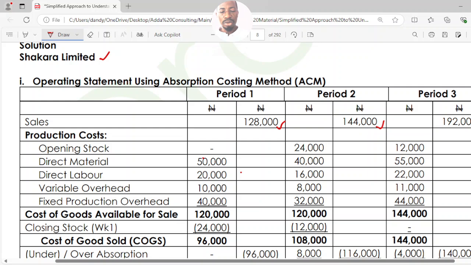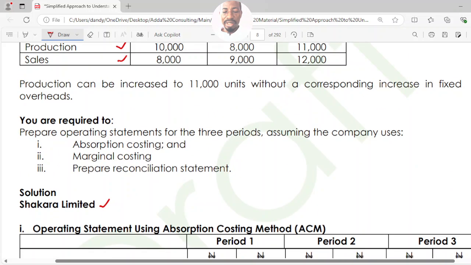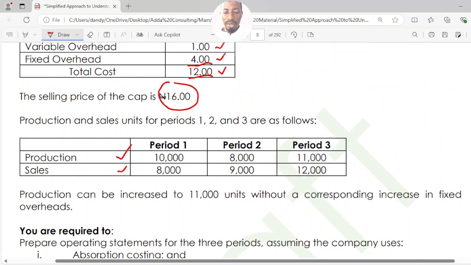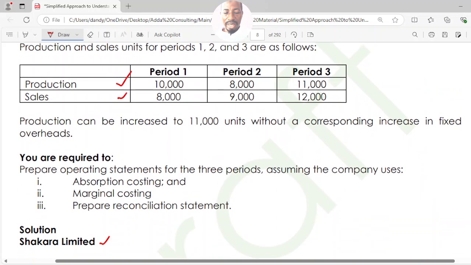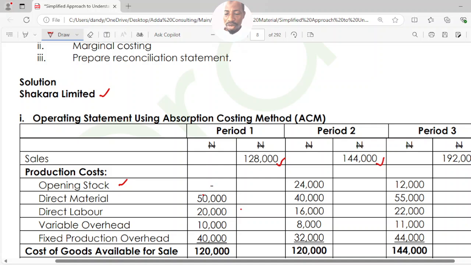The next thing I need to do is to determine the production cost. Remember, we are using the absorption costing method. So the first item under production cost is the opening stock. I will then go to the first period, period 1. Is there any opening stock? The examiner did not give us opening stock in period 1, and that's why you put a dash here, because we are not given opening stock in units.